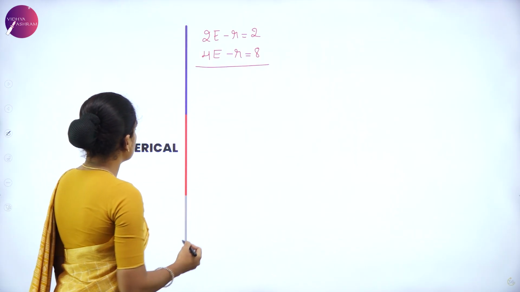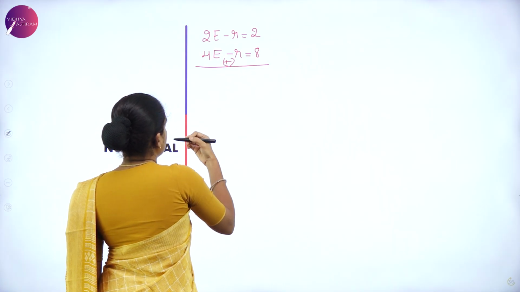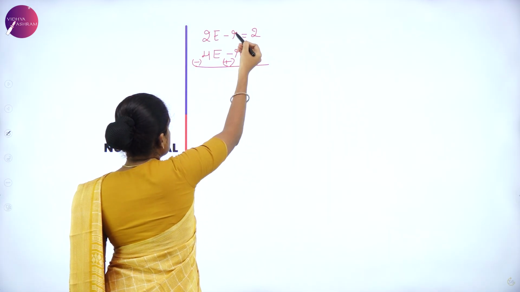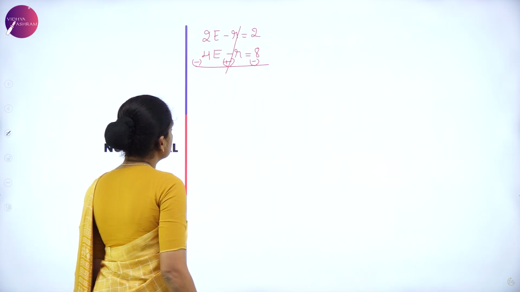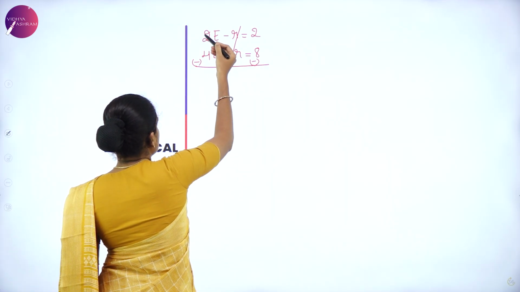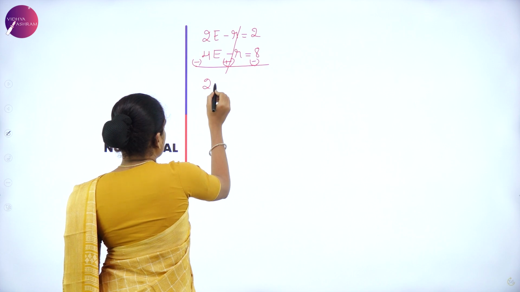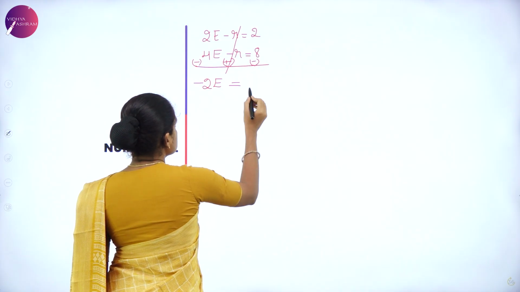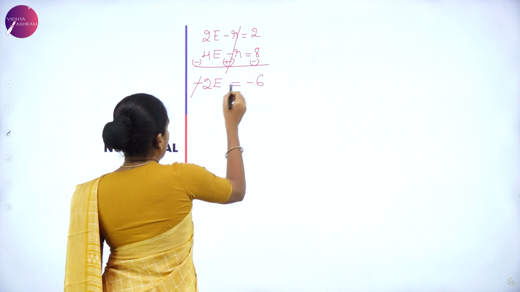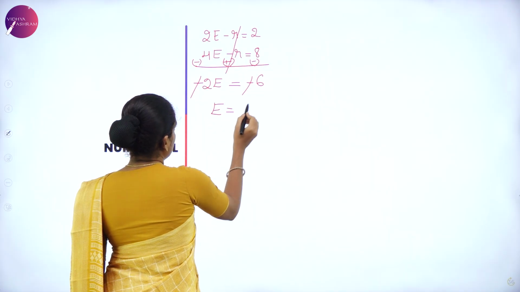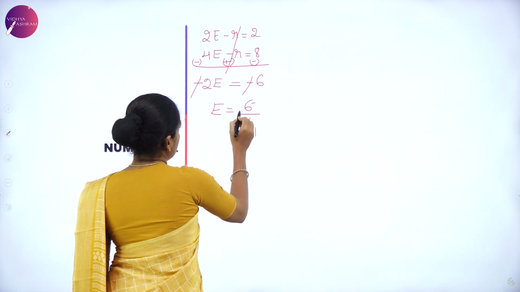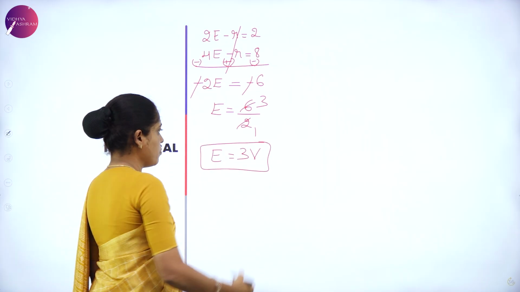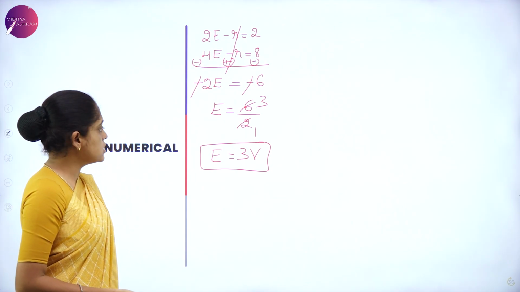To solve this, let us change the sign. Plus, minus, minus. Plus R, minus R get cancelled. And plus 2E minus 4E is minus 2E, which is equal to minus 8 plus 2, which is minus 6. Minus minus cancel. E is equal to 6 by 2, which is 3. So E is equal to 3 volt. This is the EMF of each cell as the cells are identical.